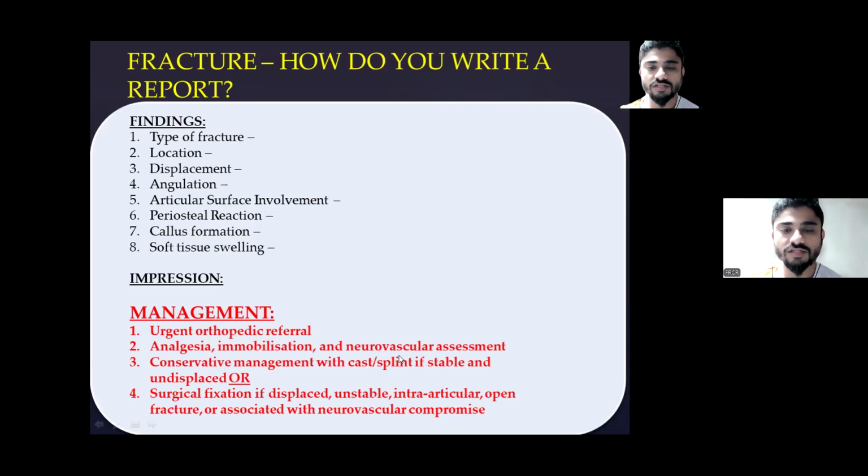If the orthopedician does not feel any pulse, then they will suspect some vascular injury, and if there are no pulses, they will require CT angiography of that particular limb. Then the third and fourth parts are important. If you encounter stable, undisplaced fractures, then conservative management is required with cast or splint. If you see significantly displaced fractures, unstable fractures, any intra-articular extension, open fractures, or those fractures associated with neurovascular impairment, in those cases surgical fixation is required.